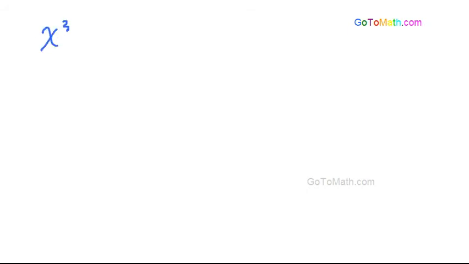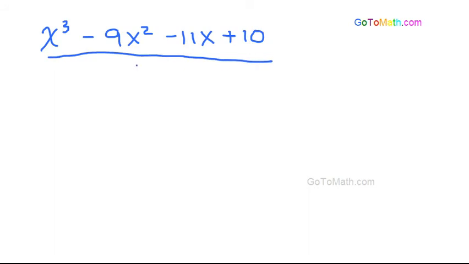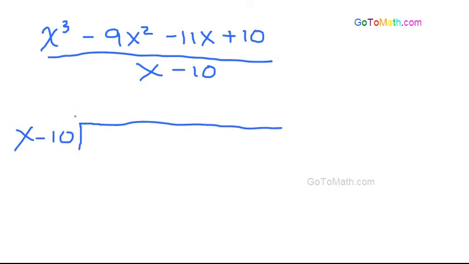X cubed minus 9x squared minus 11x plus 10 over a wavy line. Alright, so we're going to have x minus 10. Okay, why does it seem like this problem's a whole lot easier than the others? These things are supposed to be designed to be getting more difficult. Something's up, and I'm not sure what it is.